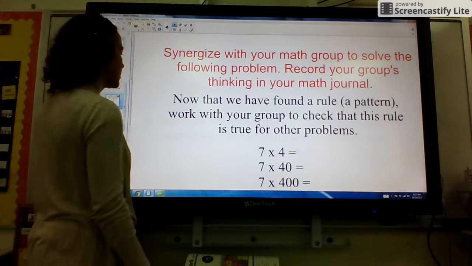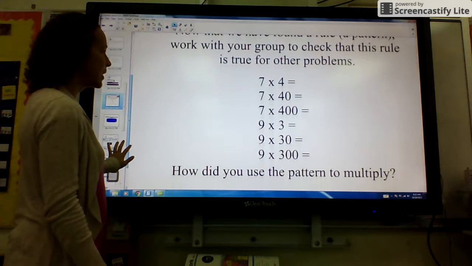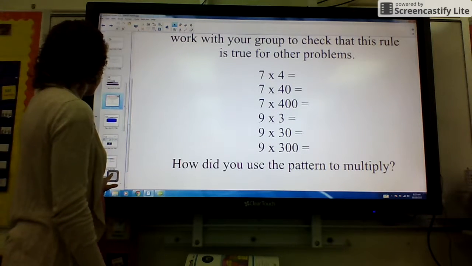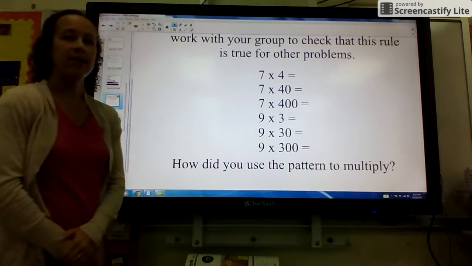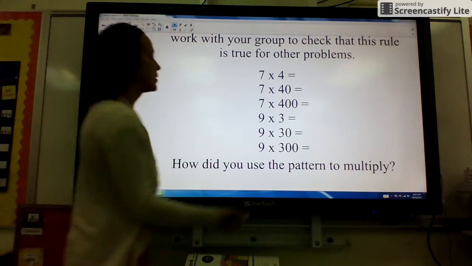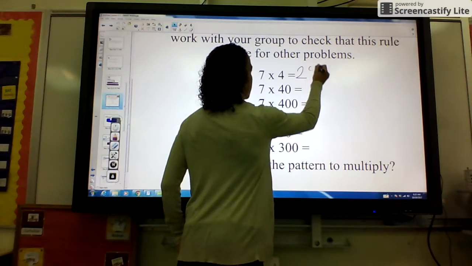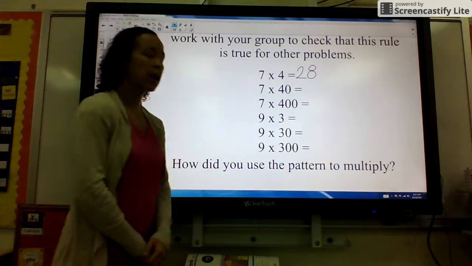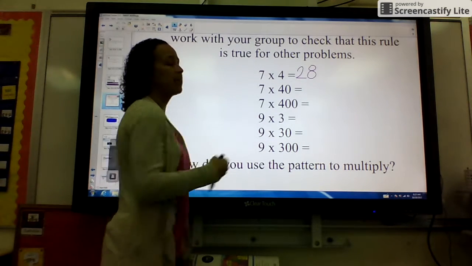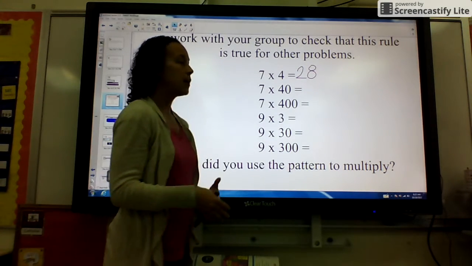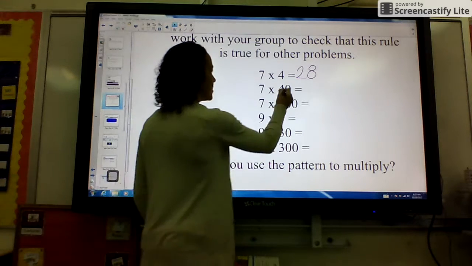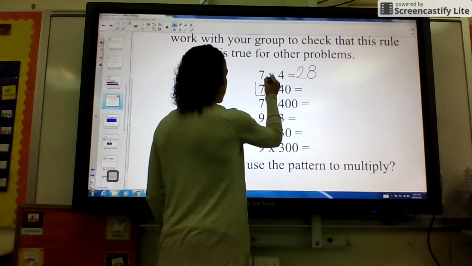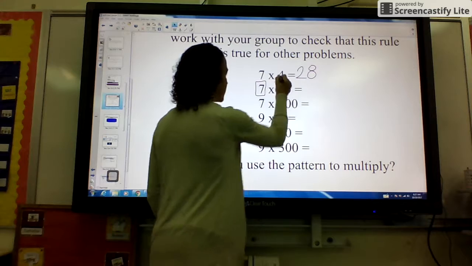What this means is, let's say I have these numbers here. I have 7 times 4. It's a basic fact. It's 28. So we're going to put that there. Now, I have 7 times 40. And it's really not all that different, except for we added a 0. So I'm going to box out my basic fact here.